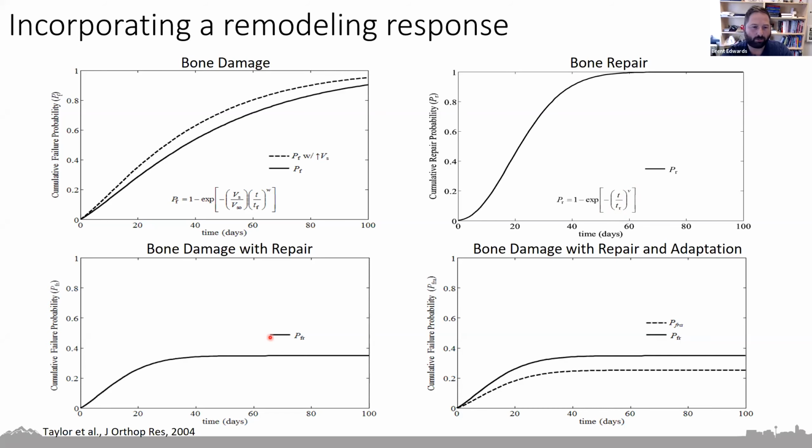And then we can also incorporate things like adaptation and whatnot. And again, if we do this, and Dave Taylor in 2004 showed this, that repair in theory reduces the probability of failure more so than adaptation, but both seem to bring down the cumulative failure risk of stress fracture.